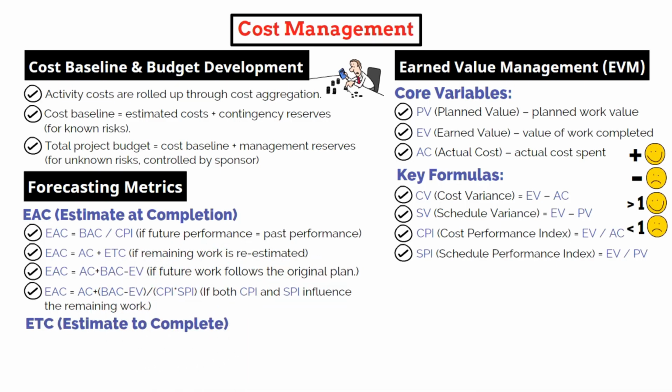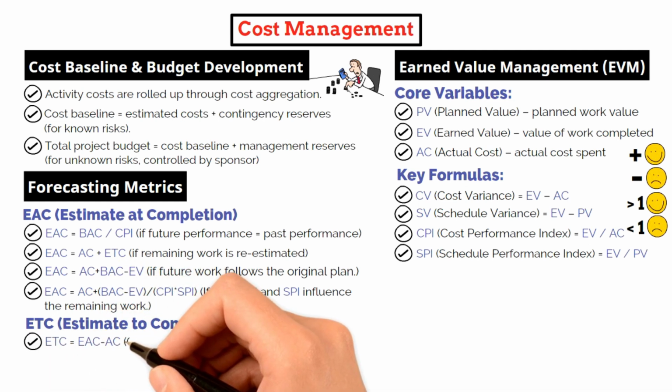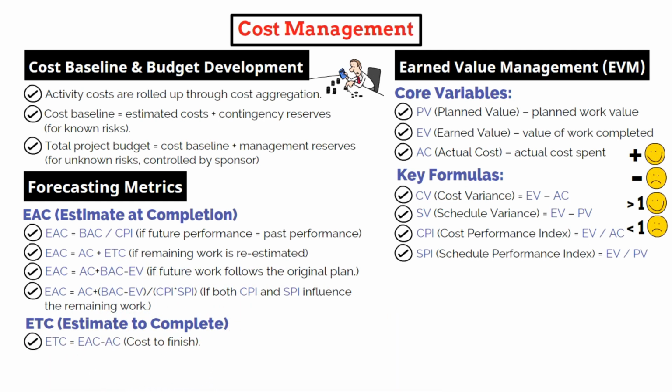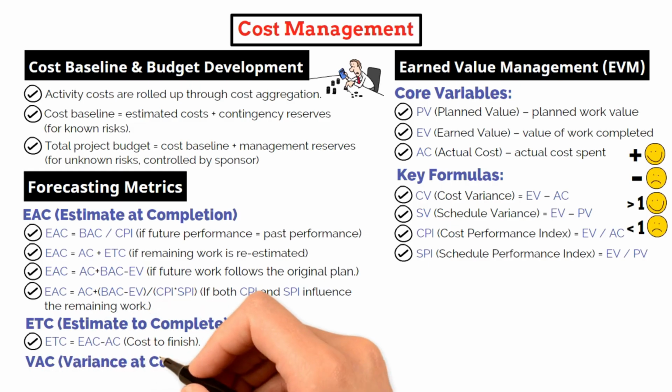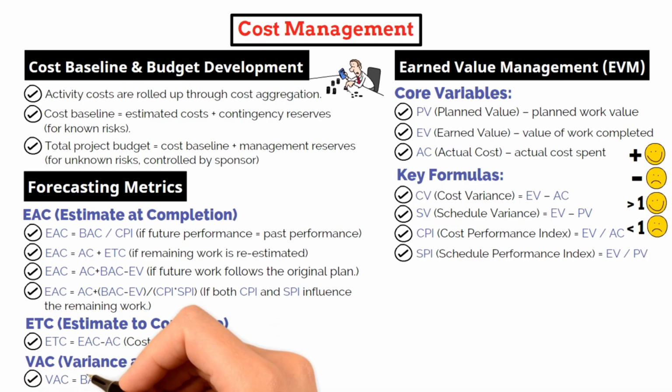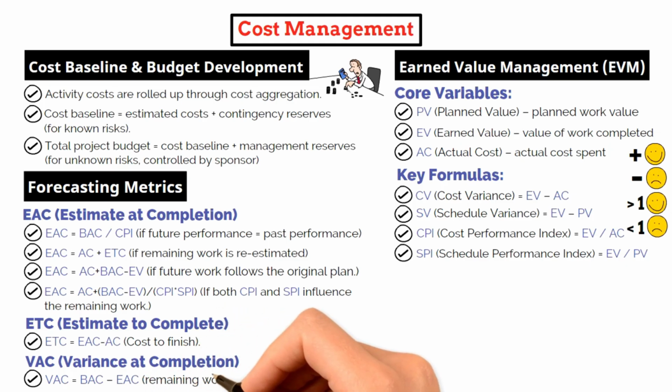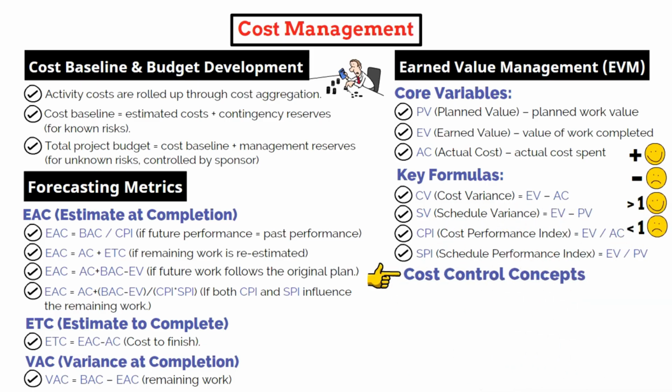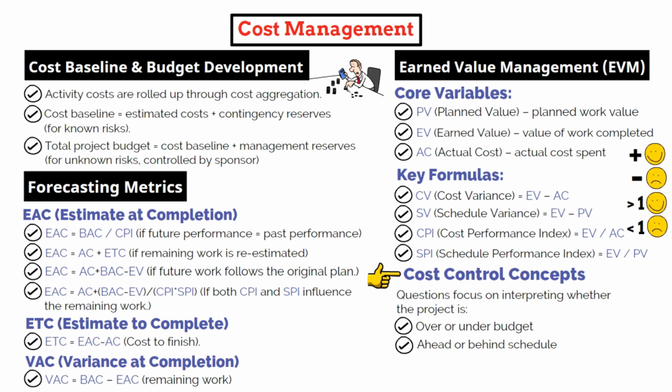Estimate to complete, or ETC, is equal to EAC minus AC, which is the expected cost to finish the remaining work. Variance at completion, or VAC, is the budget at completion minus the estimate at completion. We went over these EVM formulas very quickly in this review. If you struggle to understand these formulas, take a pause here or check out our EVM simplified video next. But most importantly, expect questions that require interpreting these numbers to determine whether a project is over or under budget and whether it is ahead or behind schedule.